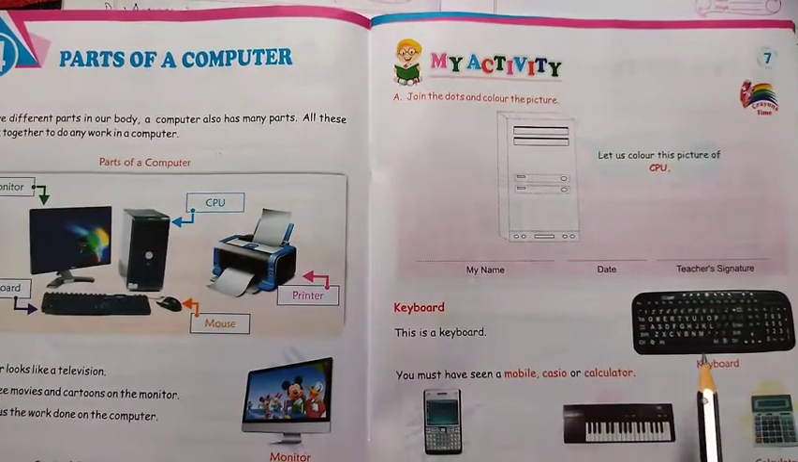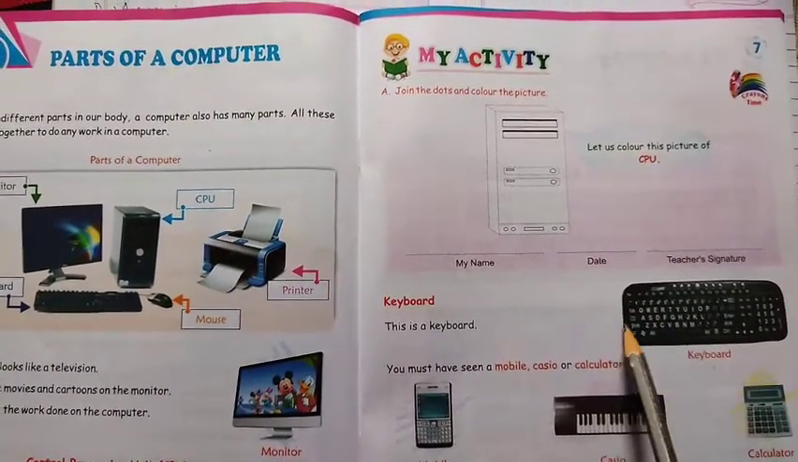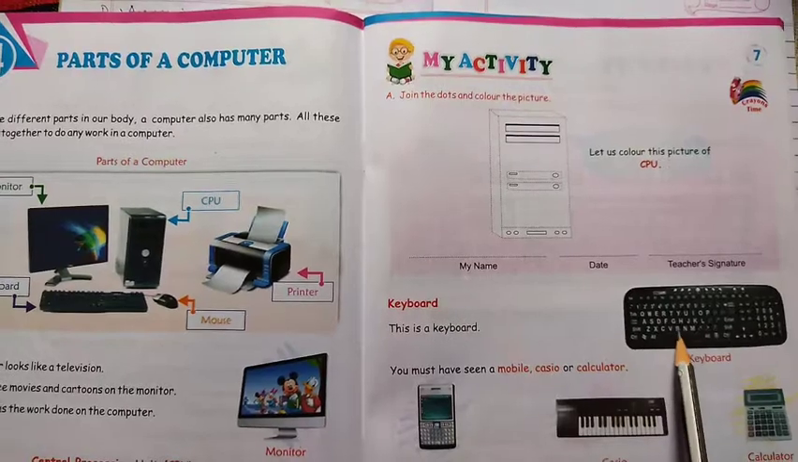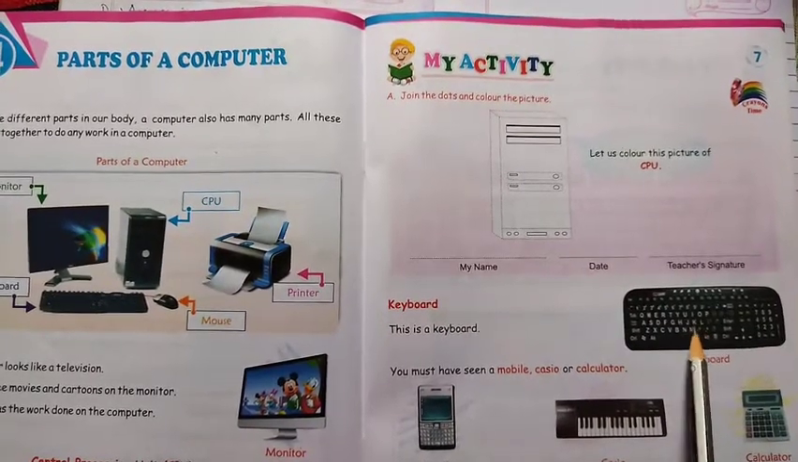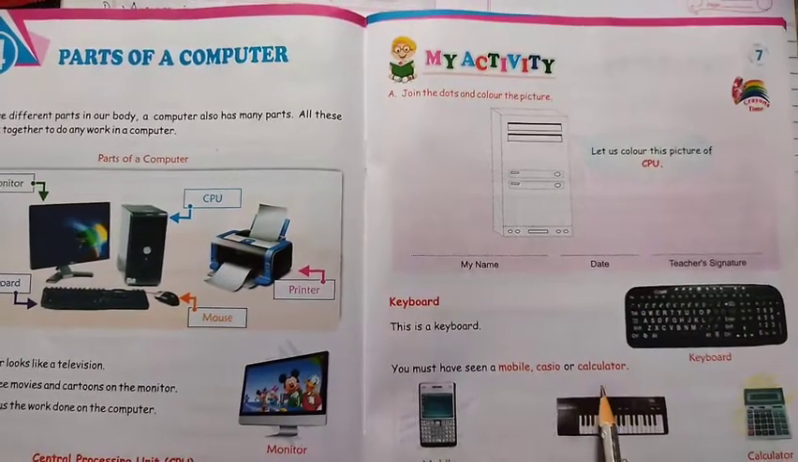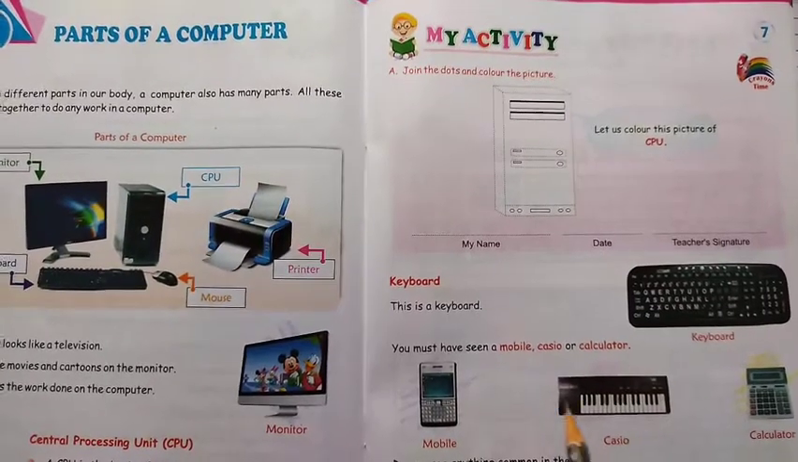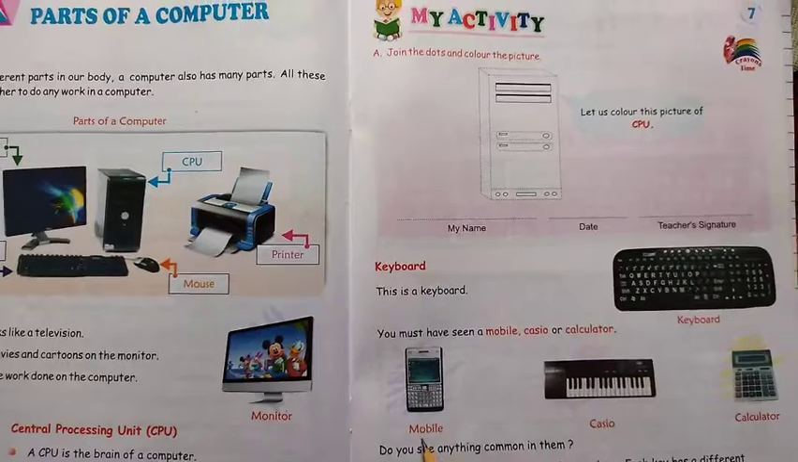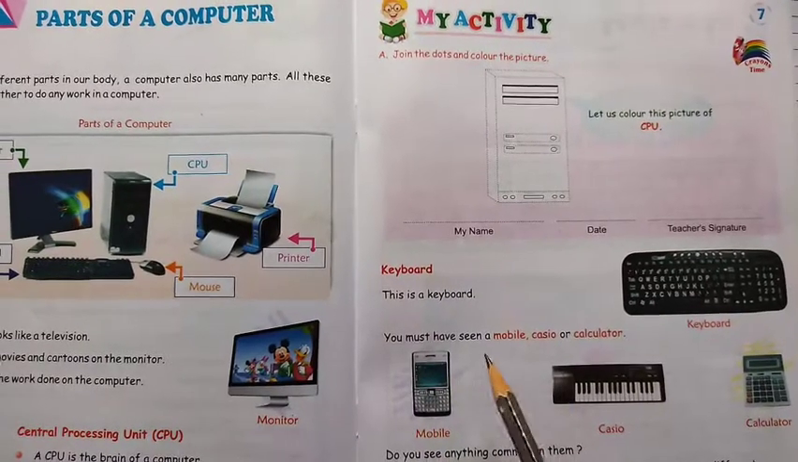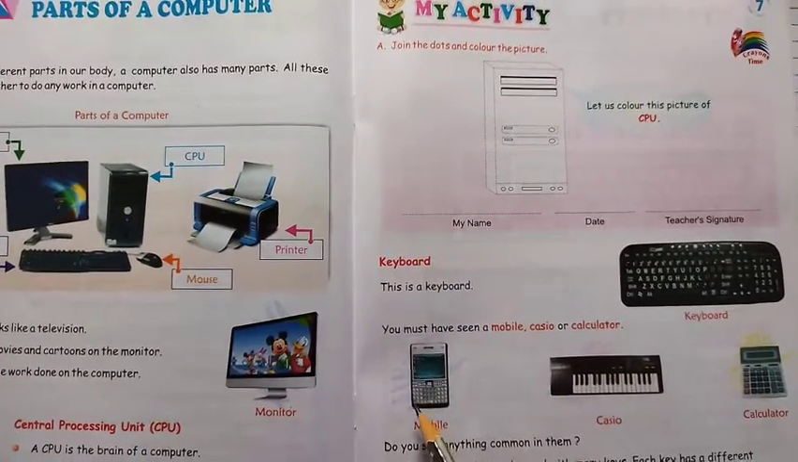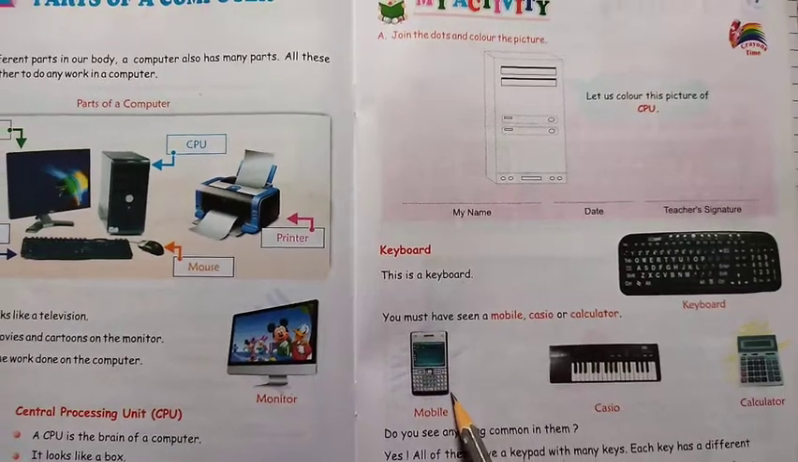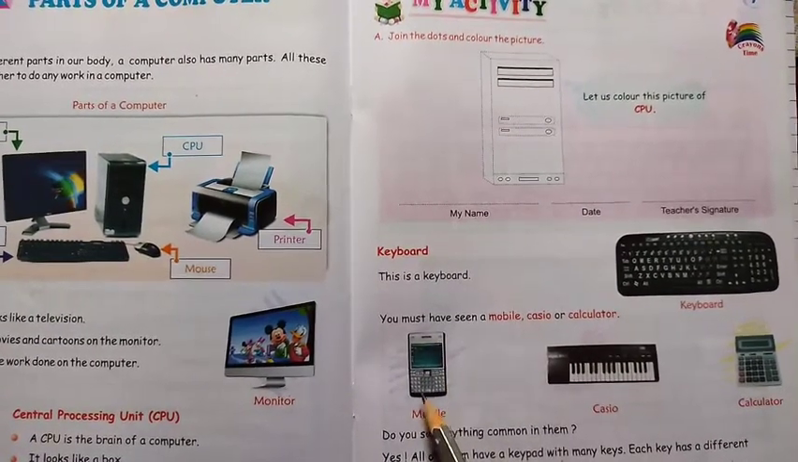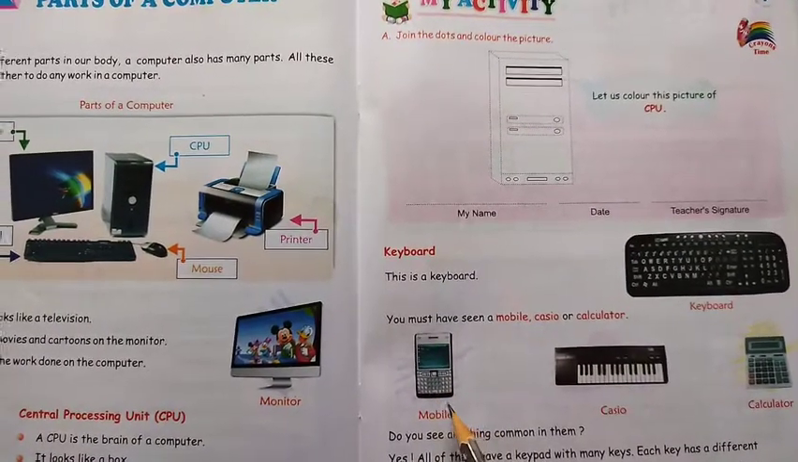Next is keyboard. You can see this keyboard. It has many keys inside it. You have seen a mobile, Casio or calculator. This is a mobile, Casio and calculator. Do you see anything common in them? Yes, the keys, the keypad. This keypad has many keys. Each key has different functions.